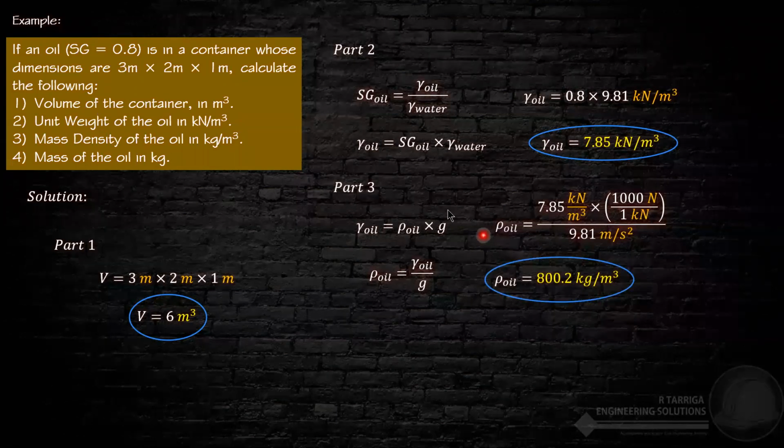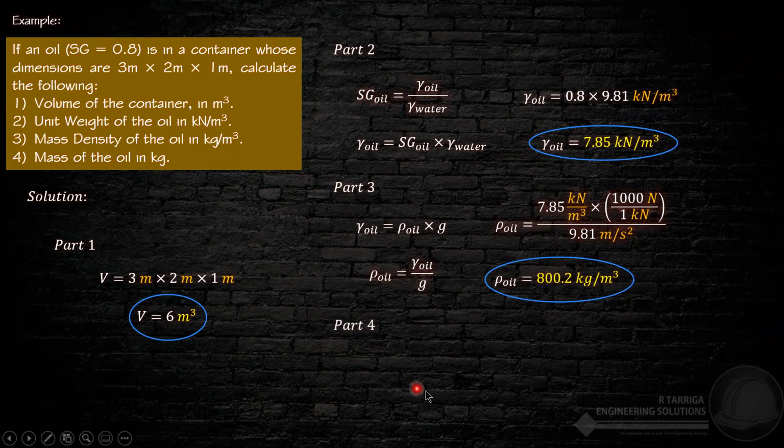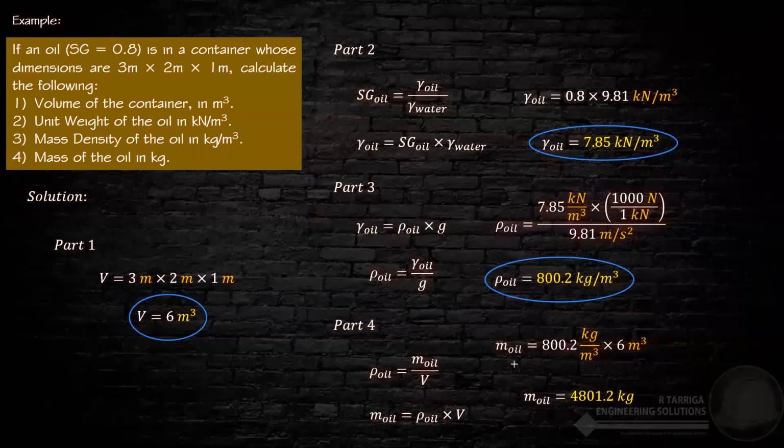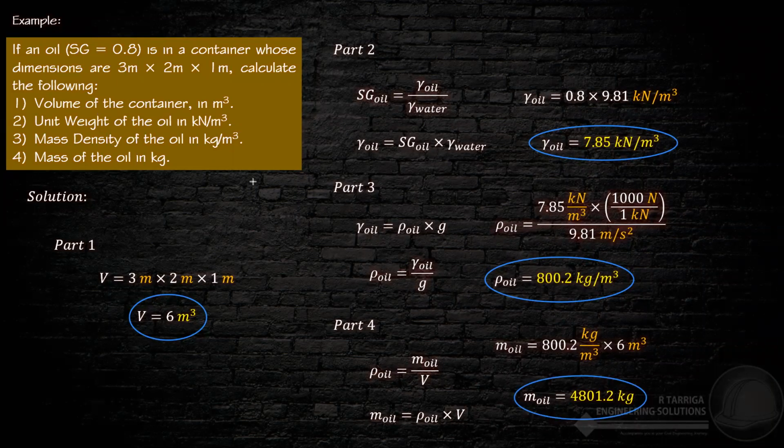And for part 4, mass of the oil, obviously we will be using the density of the oil from part 3. Density of oil is equal to the mass of the oil over V. So that will be 800.2 times 6. So the mass of the oil is 4,801.2 kilogram. All right. So that's it for this first part of the video.